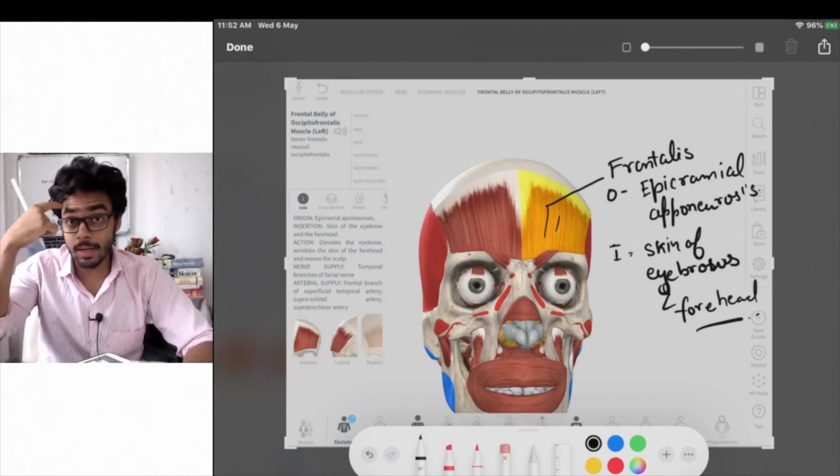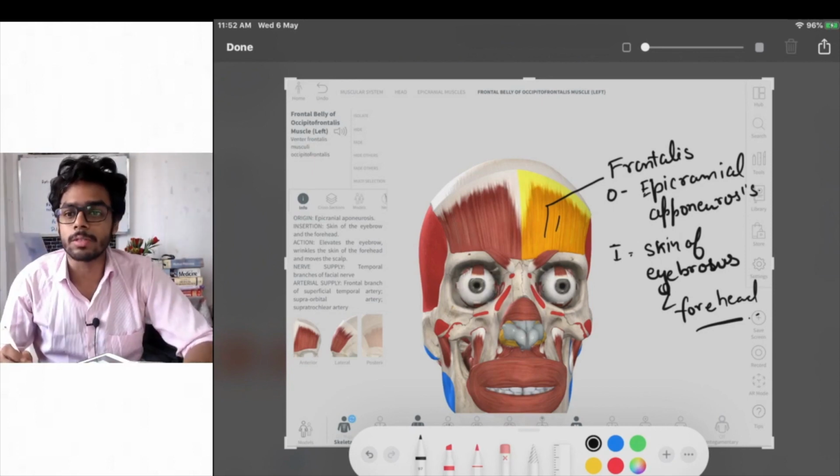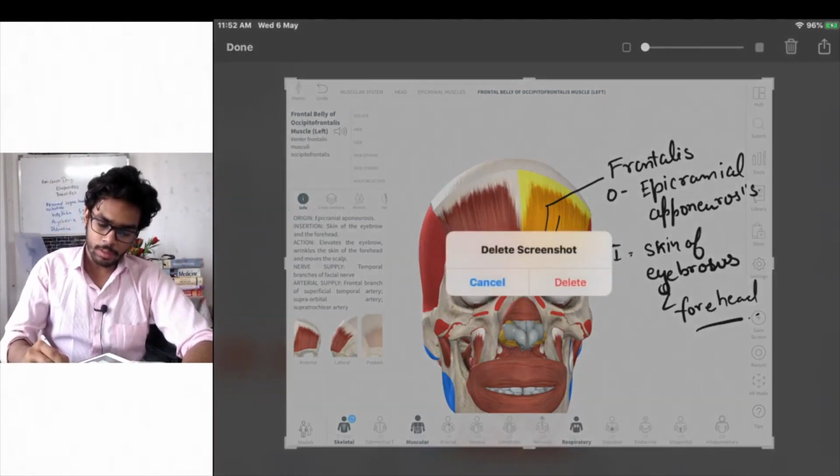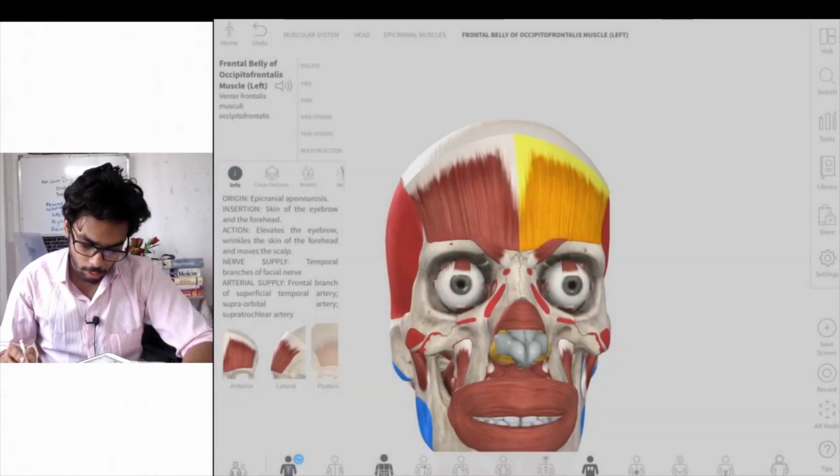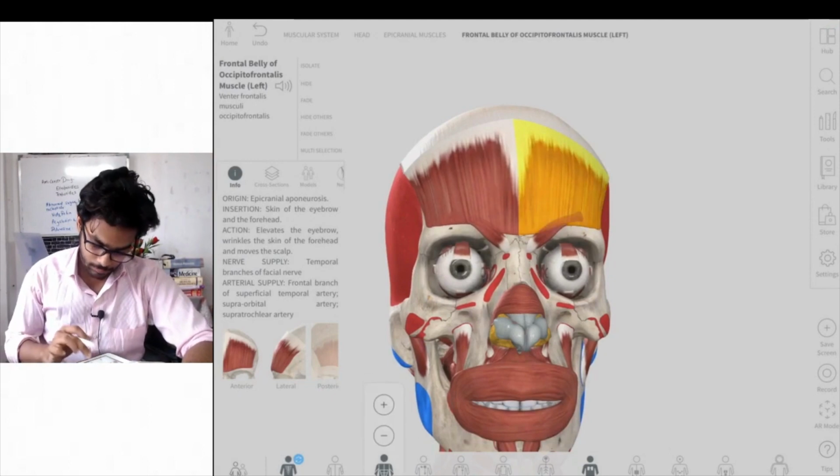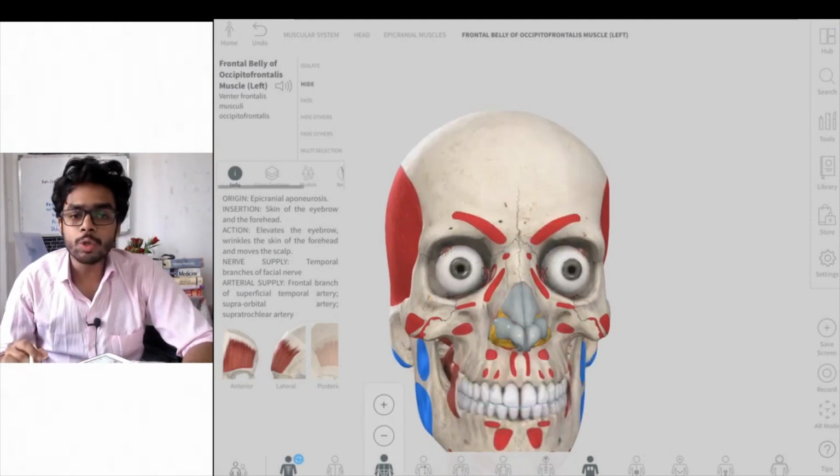and then you can see the wrinkles over your forehead because of this muscle. And it even helps in the movement of the scalp. Some people can move their scalp also, and that is due to the frontalis muscle. Am I clear? Now we will study the other muscle, known as the corrugator supercilii muscle.